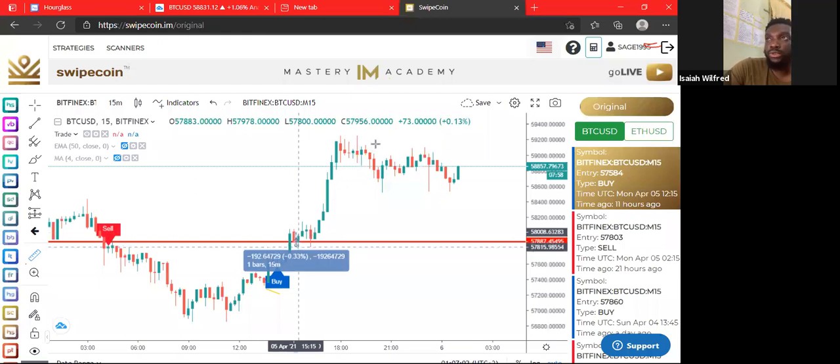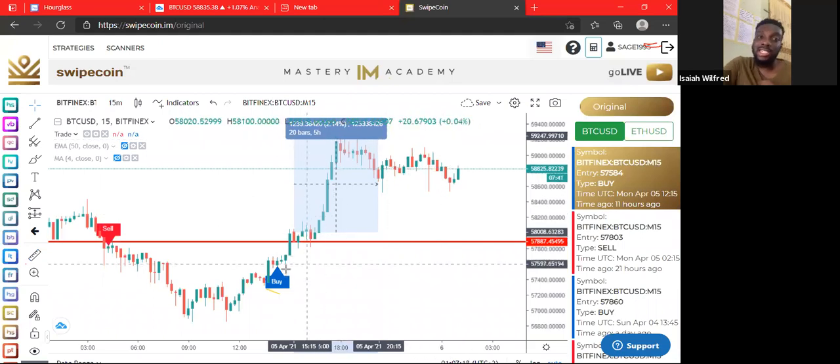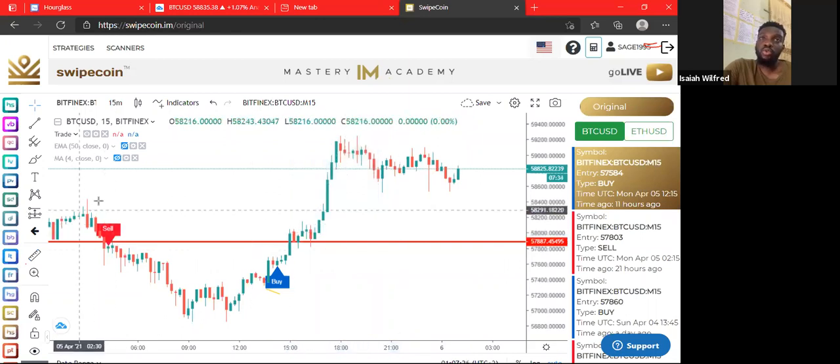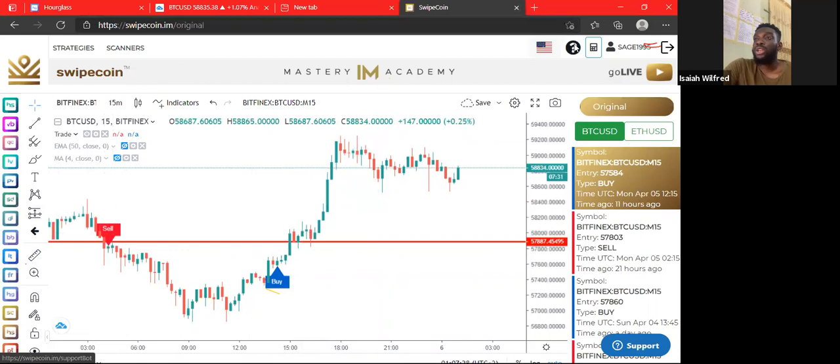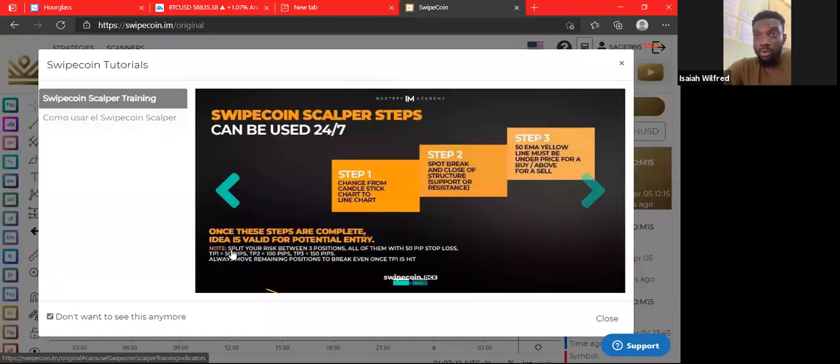And if you actually took it, you would have caught about 1,230 something pips. You'd have actually caught that. But since it's a scalper, we are actually scalping. That means we are not supposed to be in the market for too long. The rule of the scalper is that your TP1 is supposed to be just 50 pips. If you read this, you're going to see that TP1 is 50 pips, TP2 100 pips, TP3 is 150 pips.